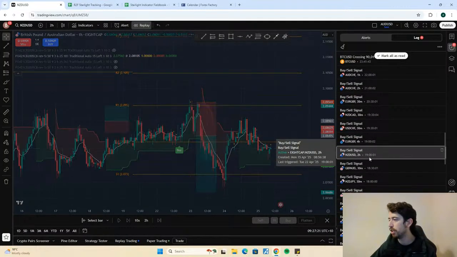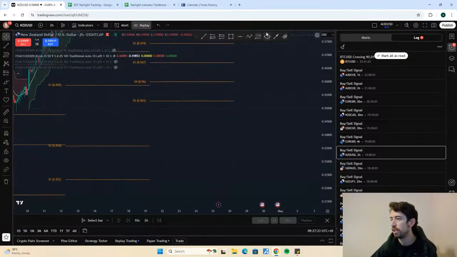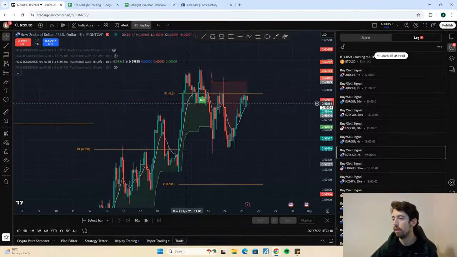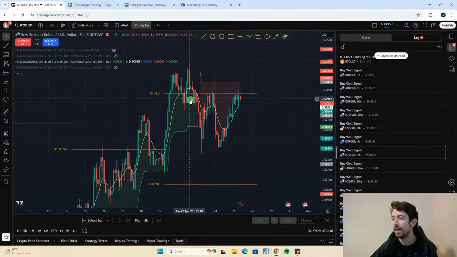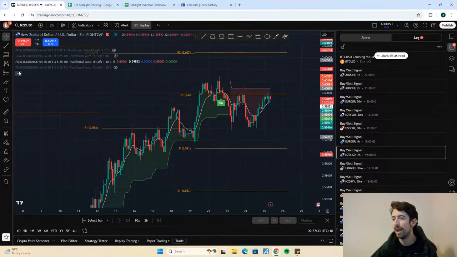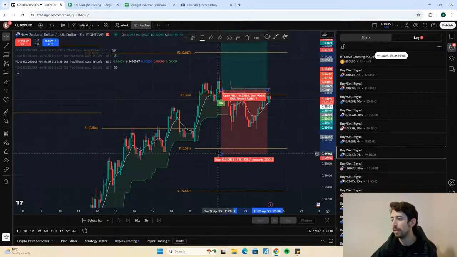Whoa, NZD USD, 2 hours. Here we go. Oh my word. Oh, you know what? That's the most A-tier trade I've seen in such a long time. And we would have taken it too. Would have taken it too. Just depends on the stop loss.